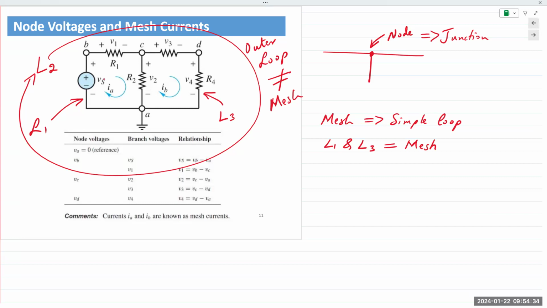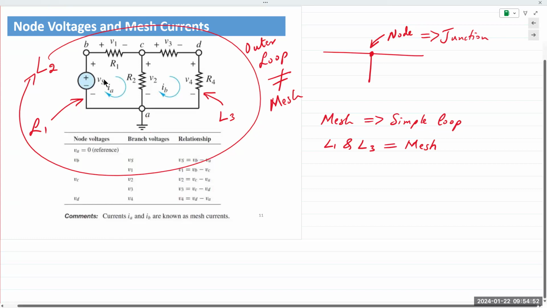Professor, what does the symbol at point A mean? Where? The like three lines. Oh, this one. Yeah, that. Ignore that for now. That stands for ground or earth. It doesn't affect the circuit in this case. Okay, thank you. Yeah.